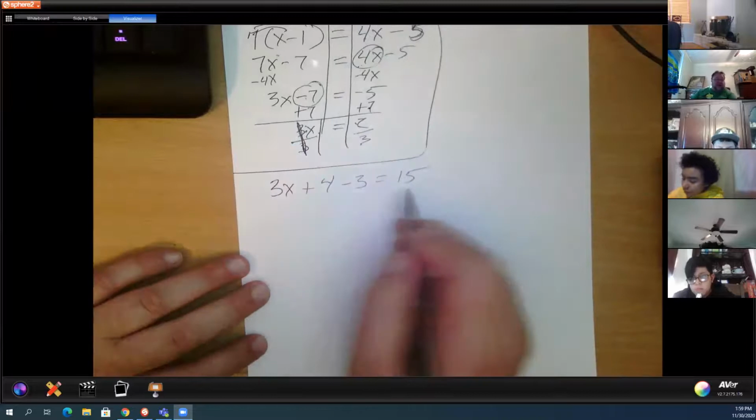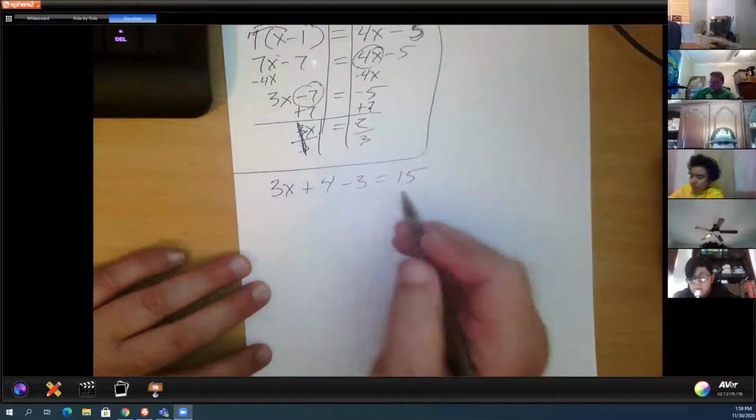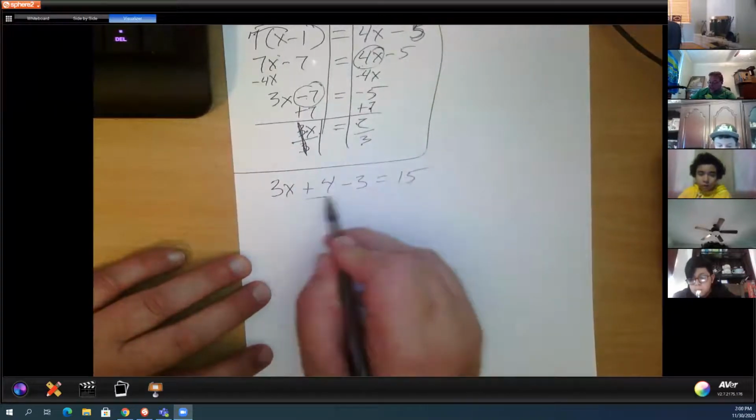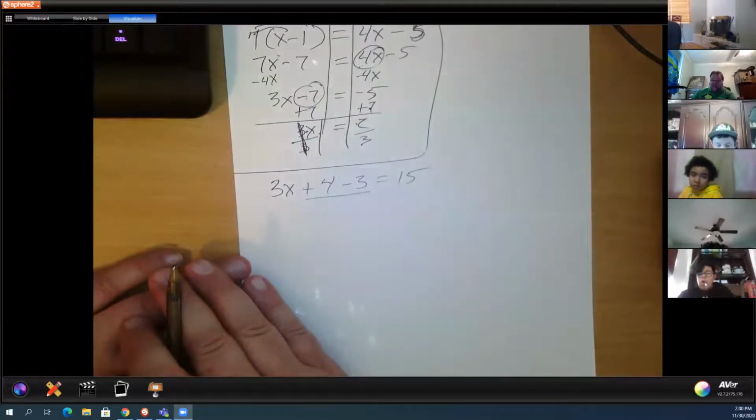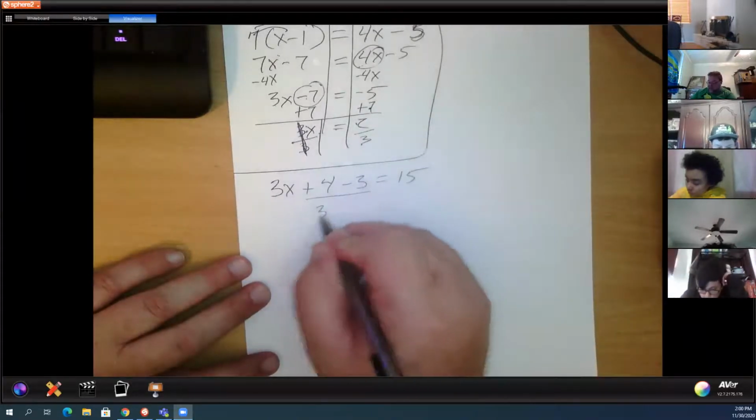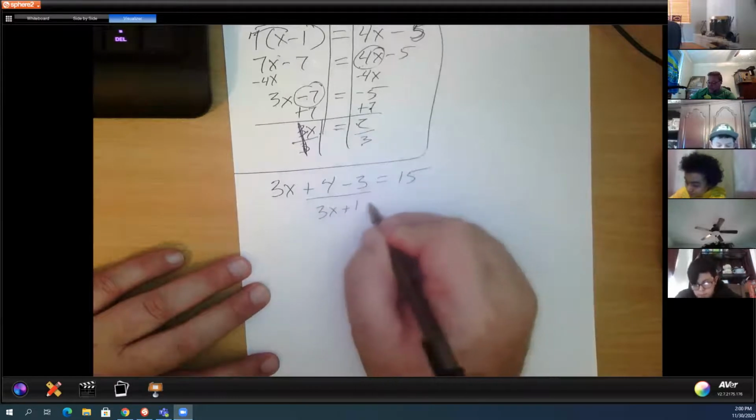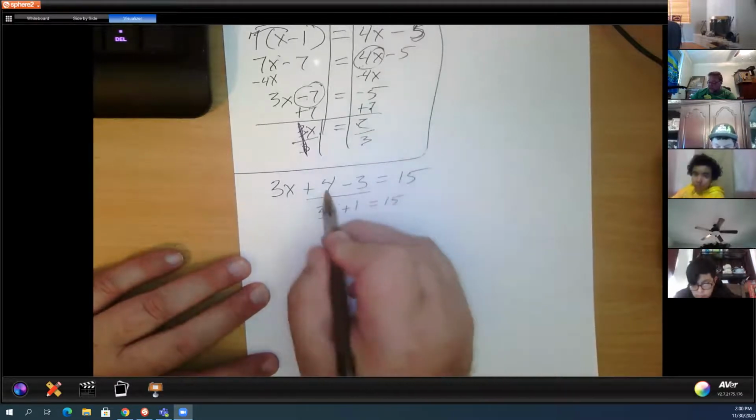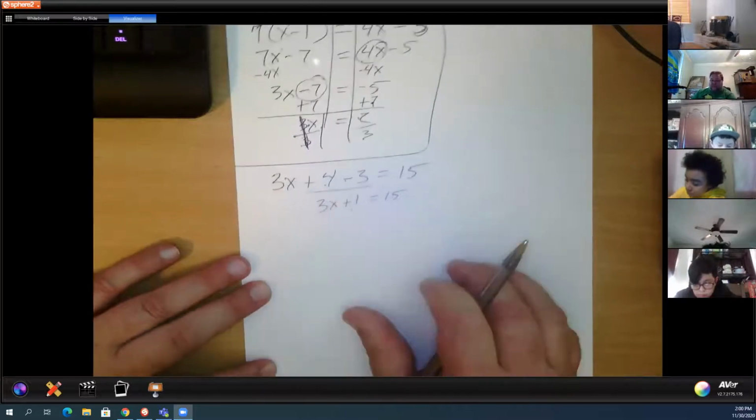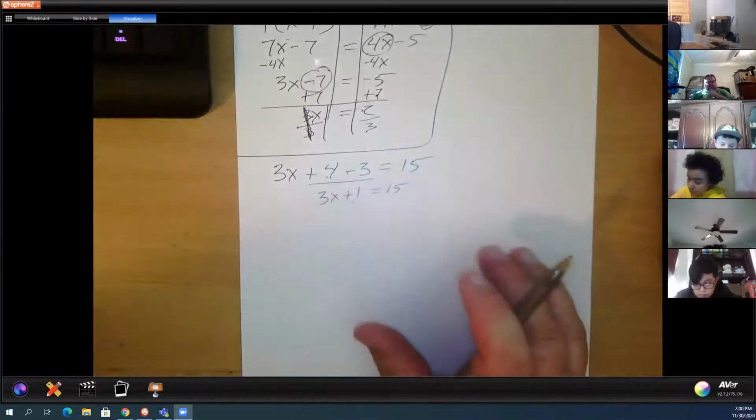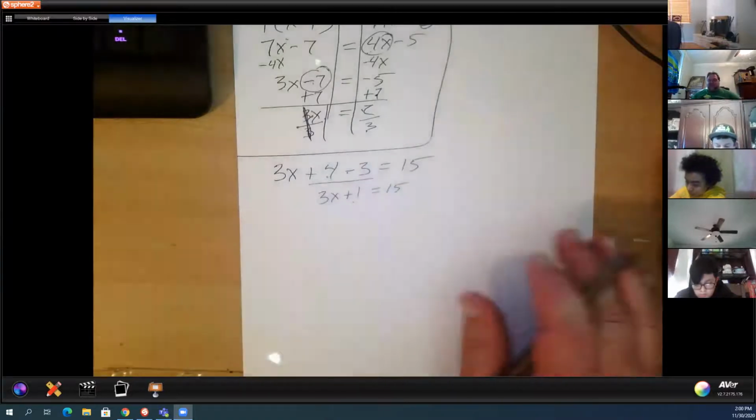So what are you going to do here, guys? Well, I look on this side and I see that I can combine some like terms over here, right? So I should simplify my work that way first. So I'll get 3x plus 1 equals 15 because 4 minus 3 is going to give me 1, right? And from here, I'm going to solve it. It's just simply a 2-step equation.